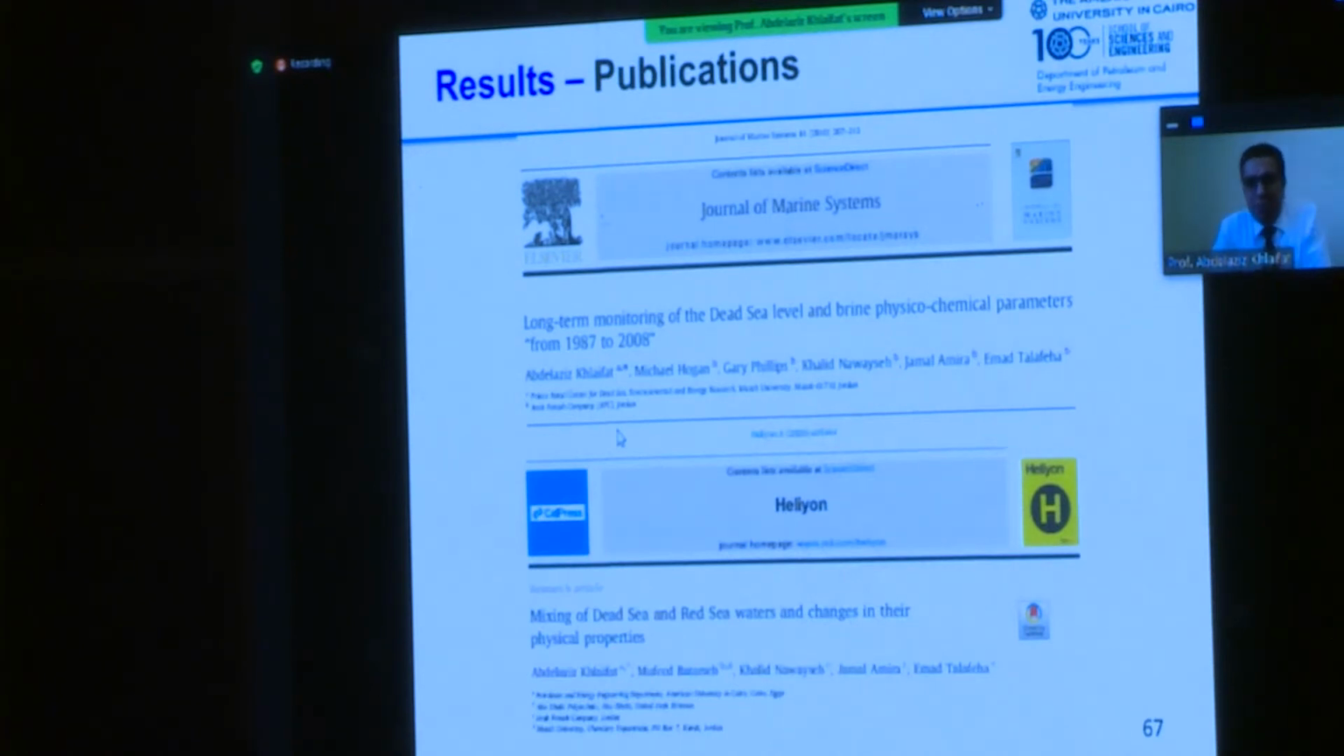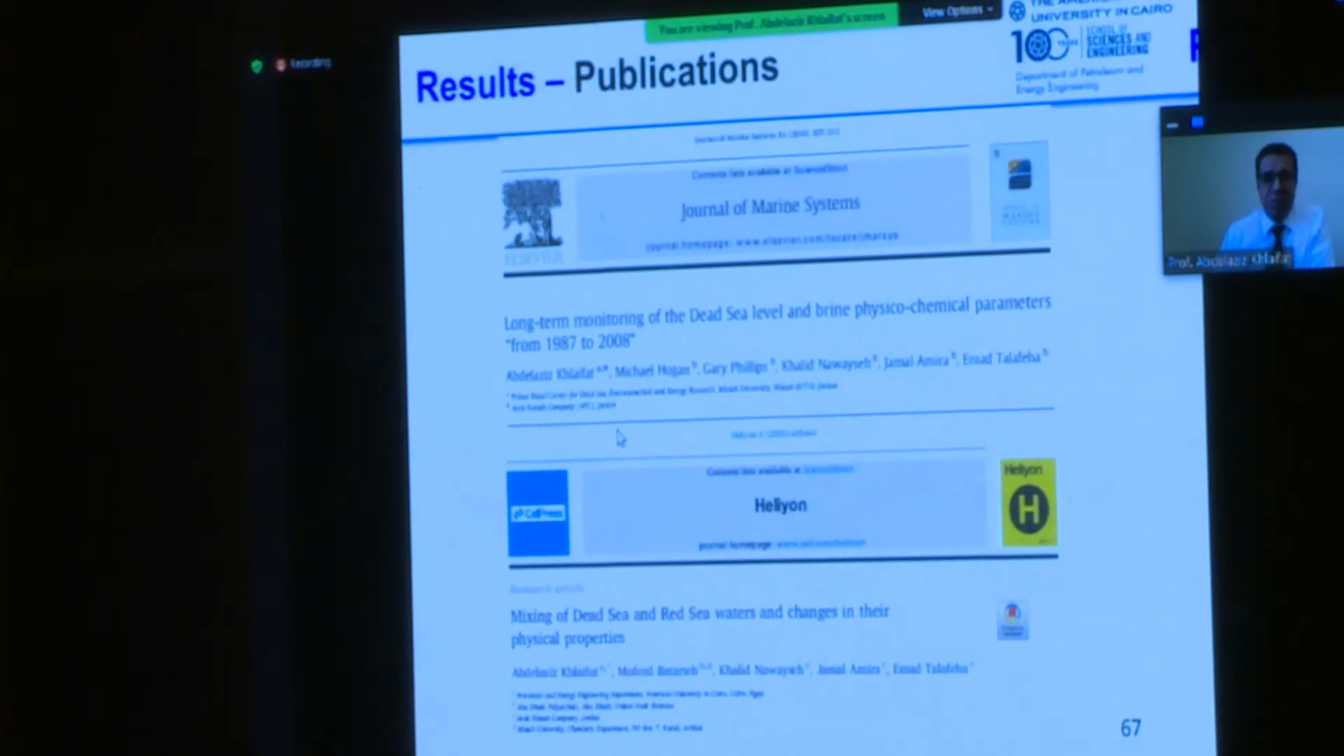So two papers have already appeared. One is used as a benchmark for the Dead Sea itself, and one describes the change in physical properties. Another is underway about changes in chemical properties, and two or three other papers will definitely be published from this project.